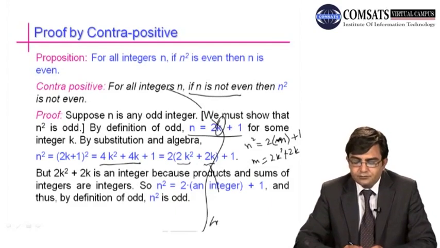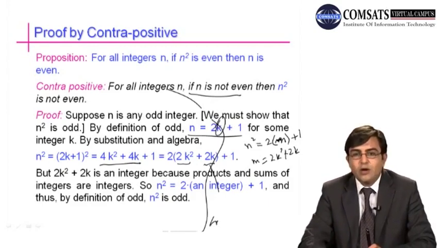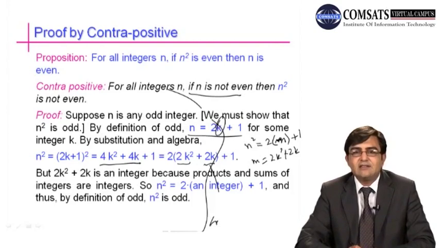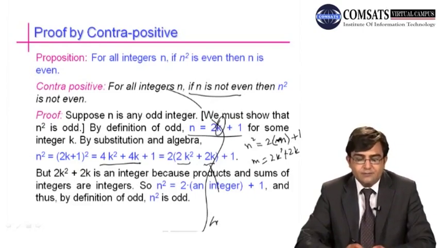So n square, now we have succeeded to write n square as 2 into some integer plus 1, which is the definition of odd number. So thus, by definition of odd number, n square is odd. This is what we have to prove, that n square is not even, that is, n square is odd.